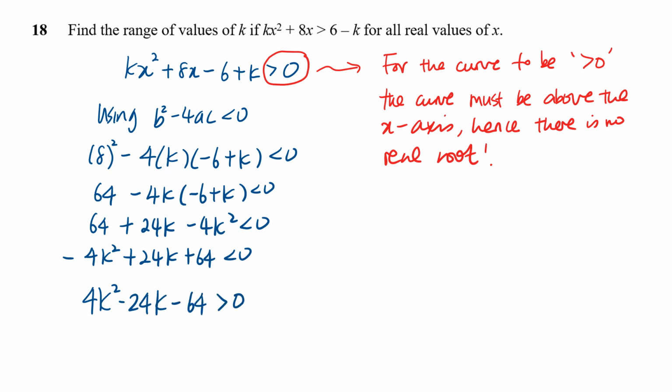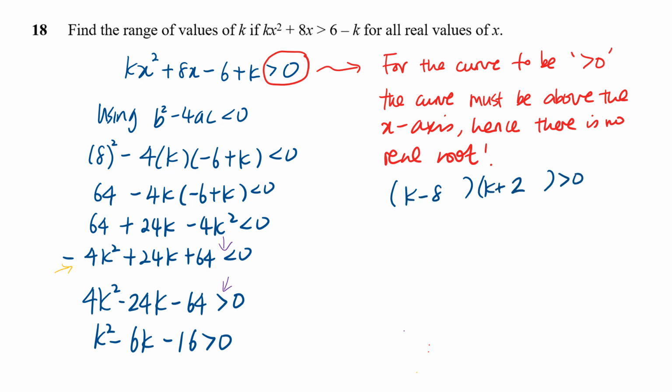All right, can you see that at first you are using less than 0? Then why is it that here it is more than 0? Yes, because you're multiplying every number here by negative 1. If you're dealing with a quadratic inequality and multiplying by a negative on both sides, you have to flip the inequality sign. Therefore, the inequality sign changes from less than to more than. You can divide by 4 throughout to get k squared minus 6k minus 16 more than 0. Factorize it. Anytime you deal with inequality, you have to draw your quadratic curve.